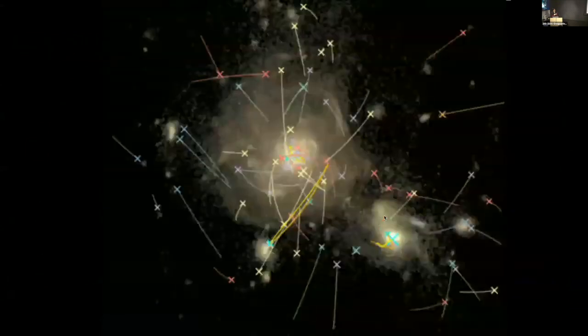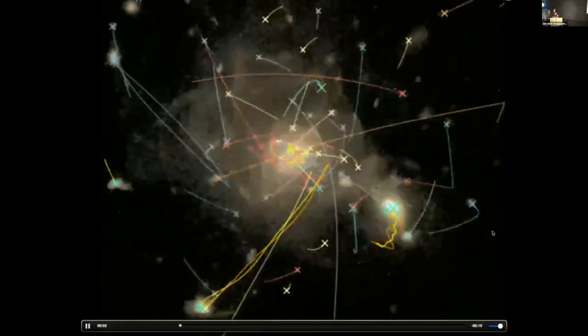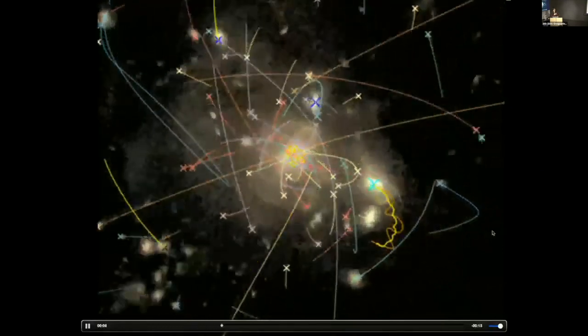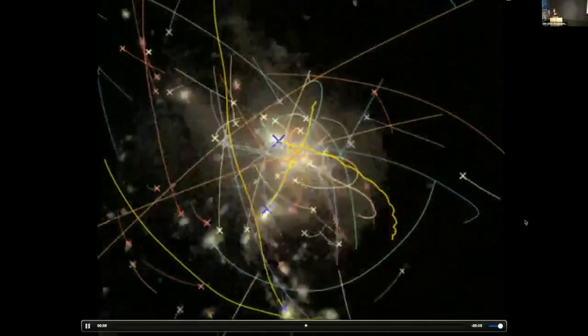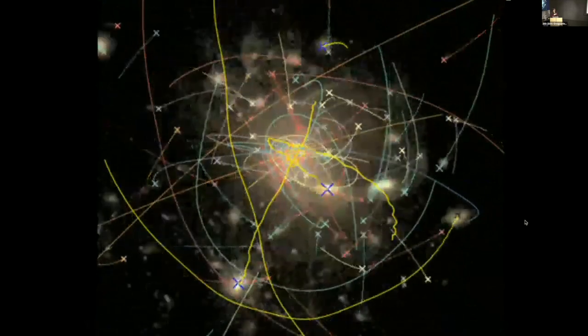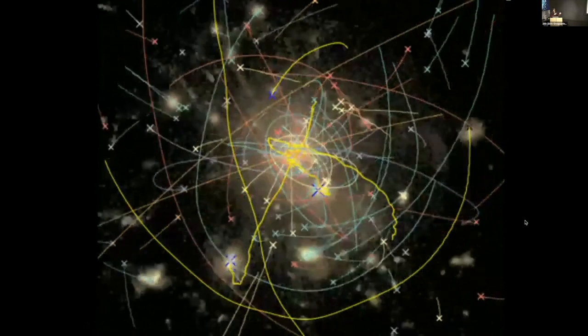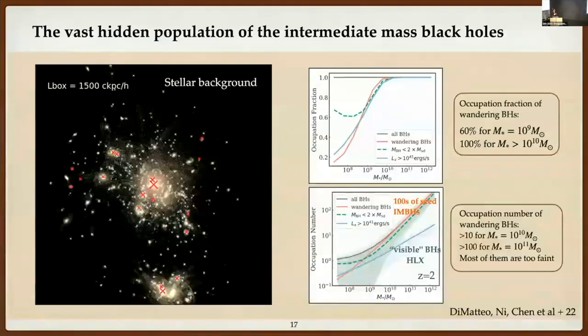So here I'm showing a typical picture of a very massive halo in the ASTRID simulation. You see all those crosses are the black holes. In massive systems in the simulation, we have hundreds of those wandering black holes. They are basically the relics of the hierarchical structure formation that we naturally expect if we cannot efficiently merge the black holes with each other. I will not go through details on that.